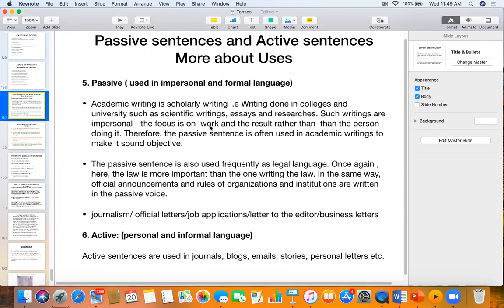The focus is on the action, or on the result of the work, not the person who's doing it. So the name of that person who's doing it is considered unimportant, rather than the person doing it. Therefore, the passive sentence is often used in academic writings to make it sound objective.